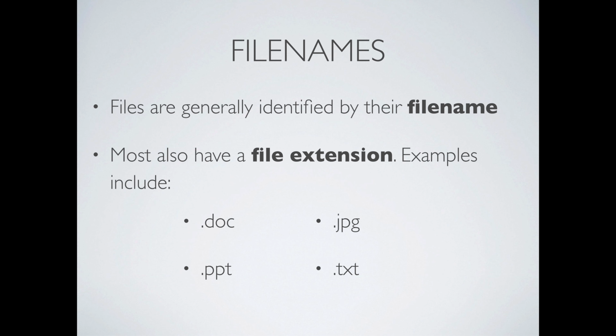A couple more things I do want to cover before we dive into the coding part. Let's talk a little bit about file names. I know this might sound a little bit silly to clarify, but I just want to make sure we're all on the same page. Files are generally identified by their file name, the name that you save the file as. Most files also have a file extension, which is basically the second part of the file name, the dot whatever part. In this class, for example, you've been saving Python files that have the .py extension.